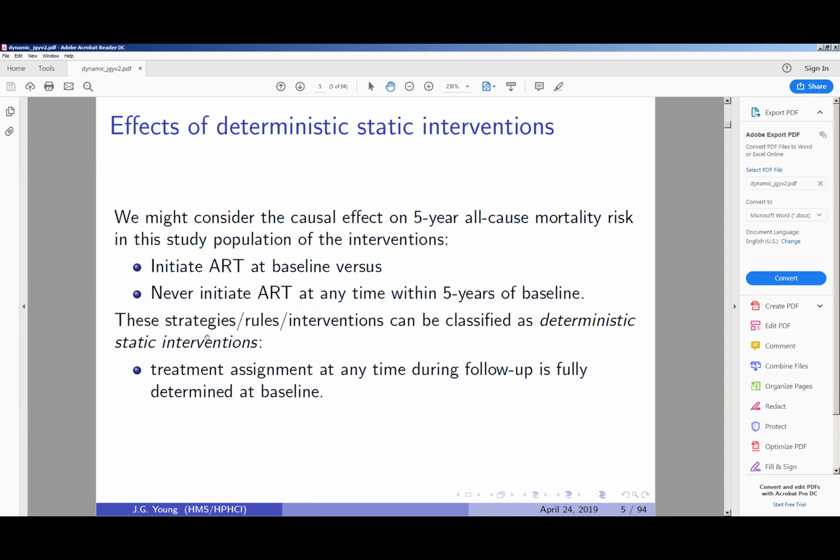So these strategies, again, rules or interventions, are special cases of what we can call deterministic static interventions. In general, a deterministic static intervention is any intervention under which treatment assignment at any time during the post-baseline follow-up is fully determined at baseline. So if I were to implement the strategy never initiate ART, then under that strategy, I know exactly what treatment status every single individual in the baseline population is going to have at all future times during the follow-up.